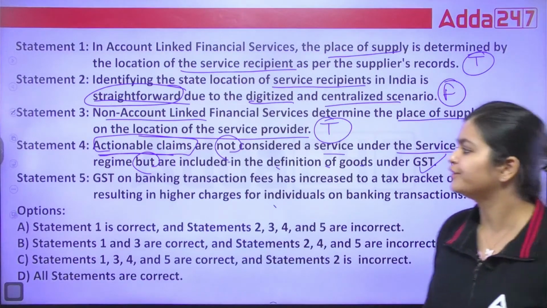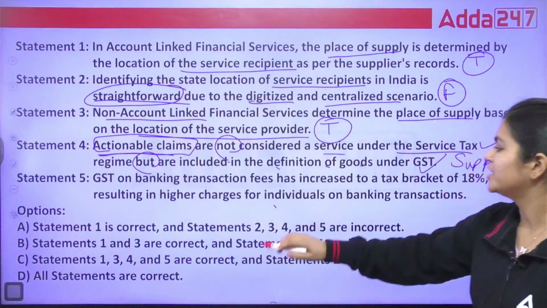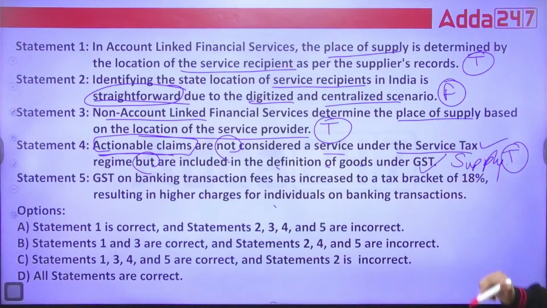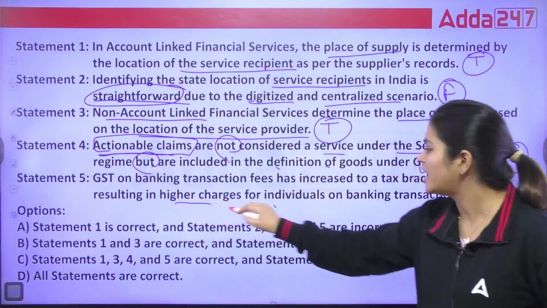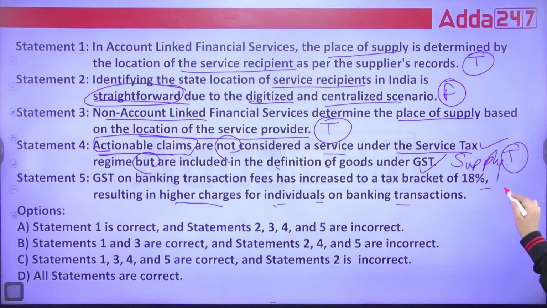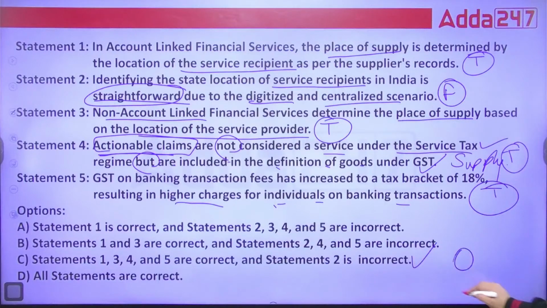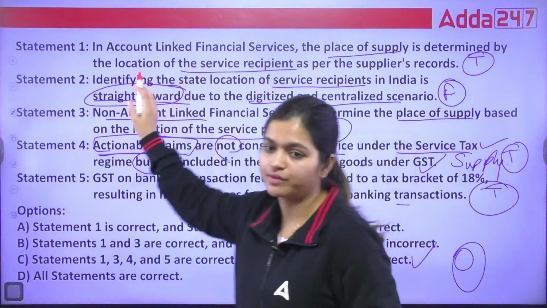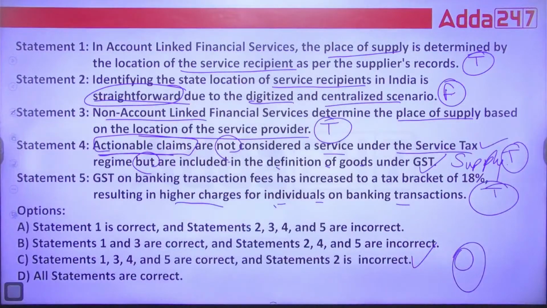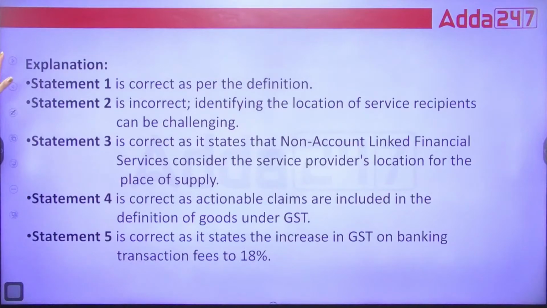Chaliye, let's evaluate the fifth one. GST on banking transaction fees has increased to a tax bracket of 18%, resulting in higher charges for individuals on banking transactions. Again, this is true. So the correct option is your option C. Only the second one is false. That is not straightforward, that is very difficult. Chaliye, let's see the next question.